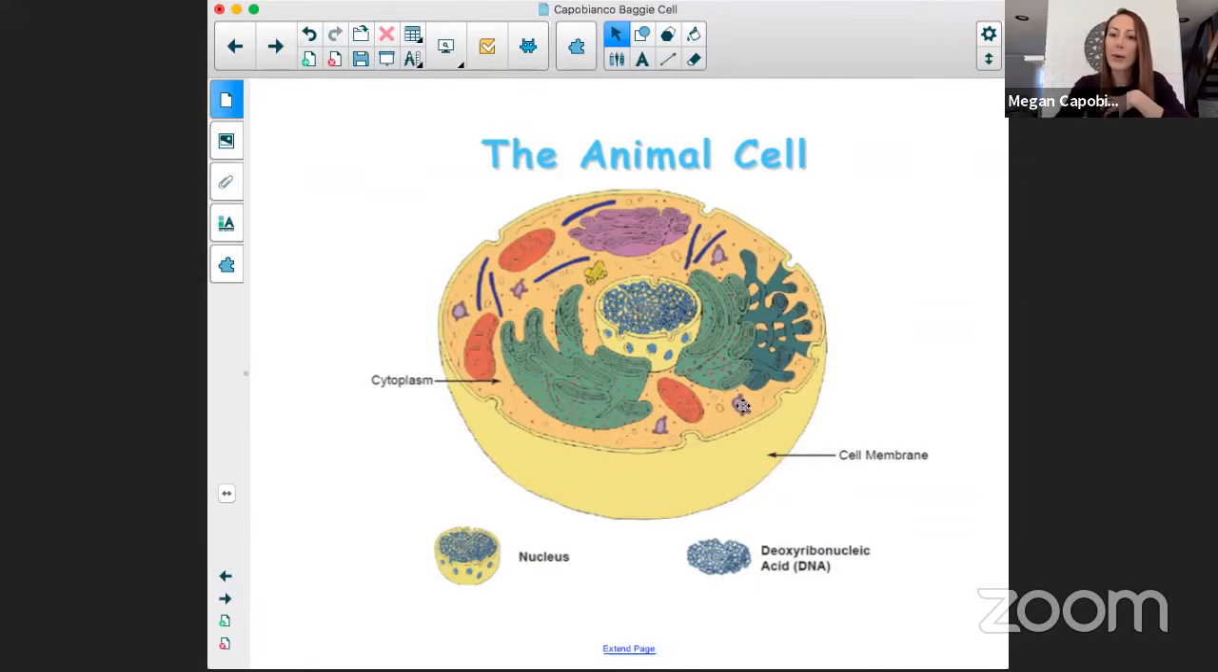Just like how in our body, we don't want waste to build up. It's the same thing with the cell. We don't want waste to build up within the cell. So the lysosomes are going to help take care of any waste that builds up.